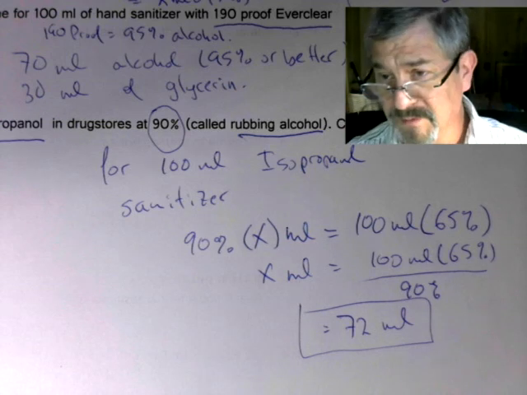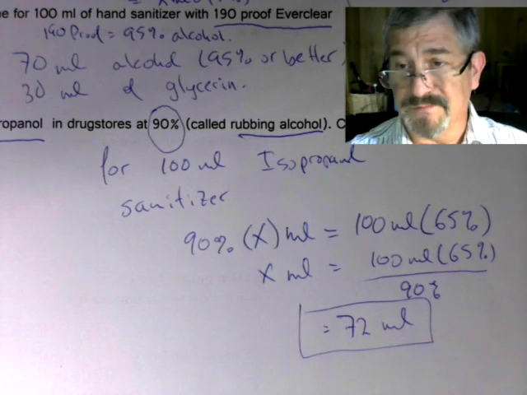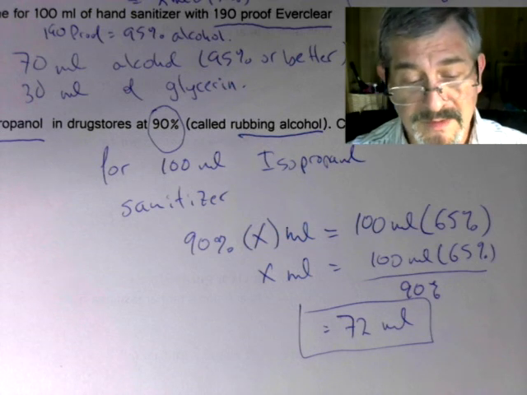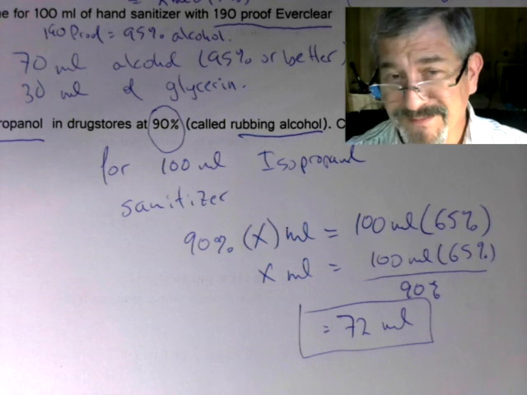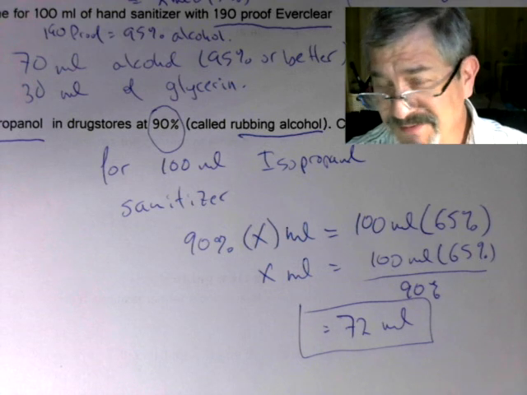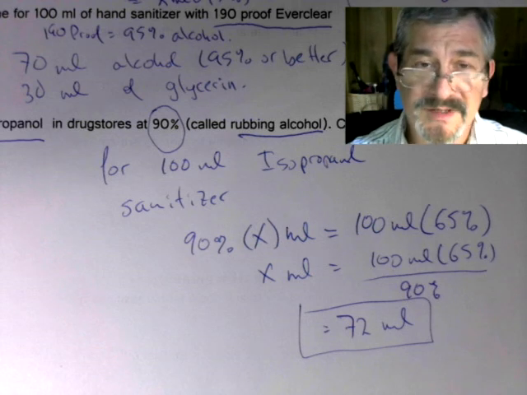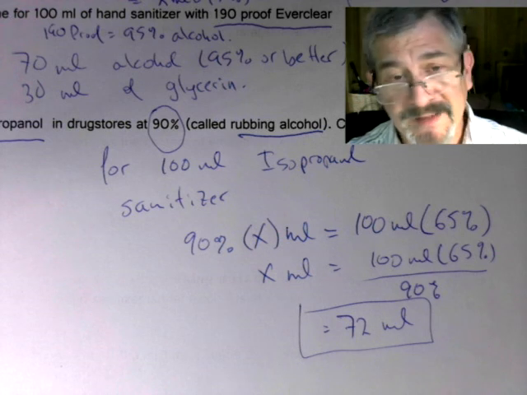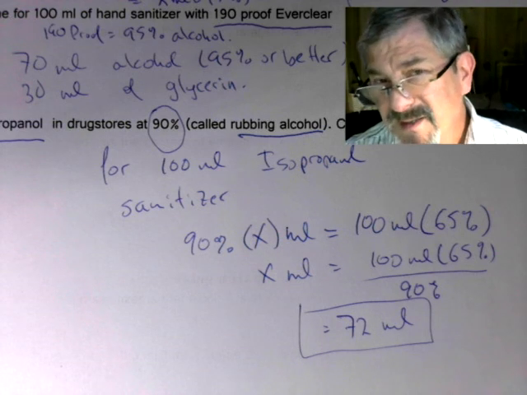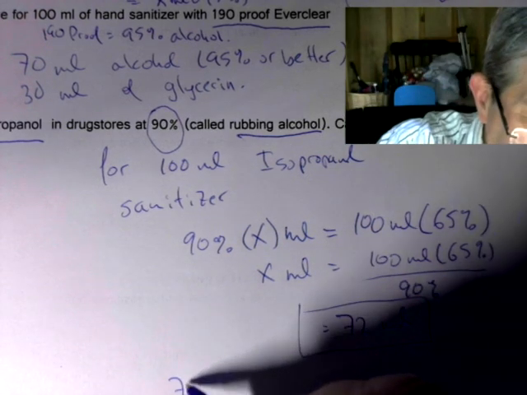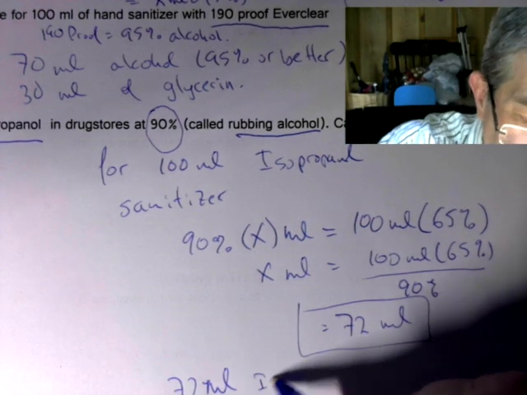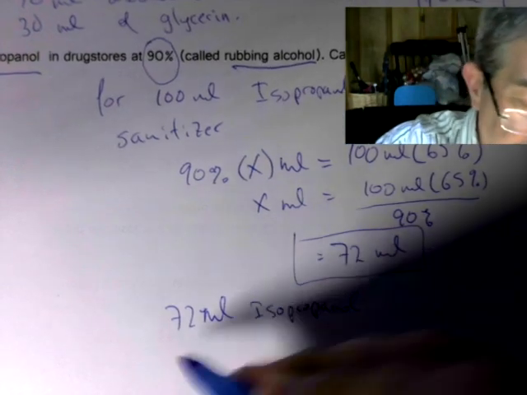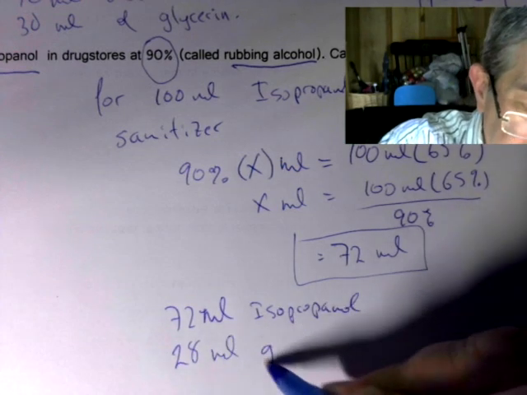Well, that would be impossible if we wanted to add 30 milliliters of glycerol, because we'd come to 102 milliliters final. So we could just use the glycerol to 100 milliliters. Frankly, I find the 30% glycerol rather sticky. Makes your hands kind of slippery, let's put it that way. So you could go less on the glycerol. So we could say 72 milliliters of isopropanol, and then 28 milliliters of glycerol.